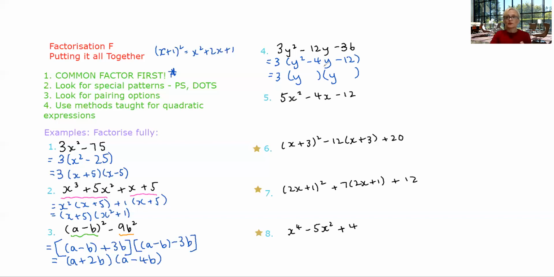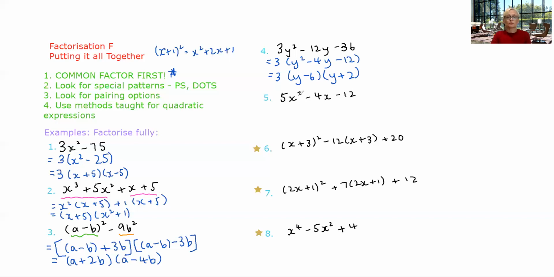So one's going to be positive, one's going to be negative, and they're going to be 4 apart. So negative 6 and positive 2 will work.